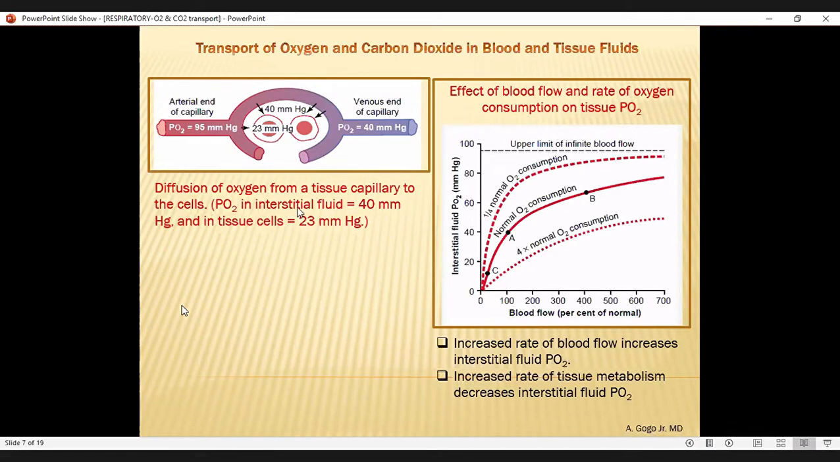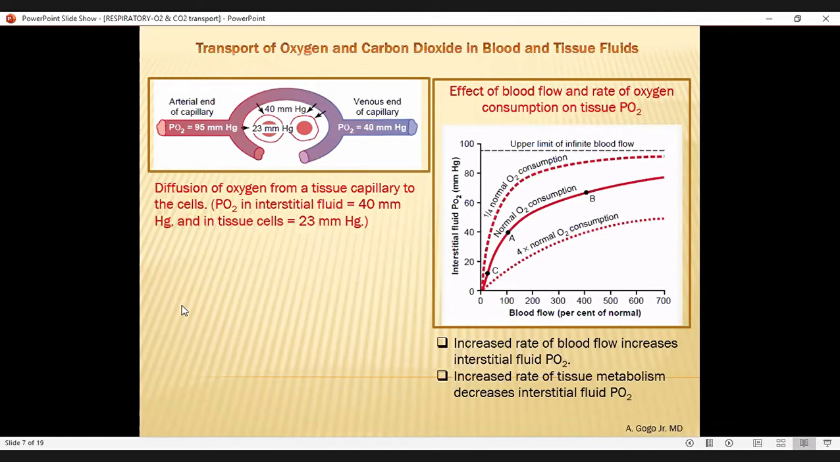Diffusion of oxygen from a tissue capillary to the cells. Upon reaching the semiculation admixture, there's only a 95 millimeters of mercury level. Upon reaching the tissue capillaries, the oxygen will be diluted. Once it reaches, it goes out of the capillary towards the interstitial space. This will be diluted, more diluted when it enters the red blood cell. So it will now only become 23 millimeters of mercury. And out of the 23, the mitochondria will only utilize 5.